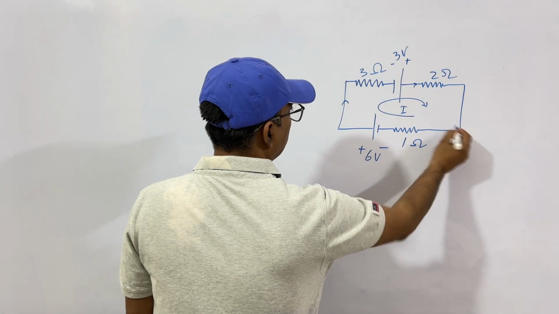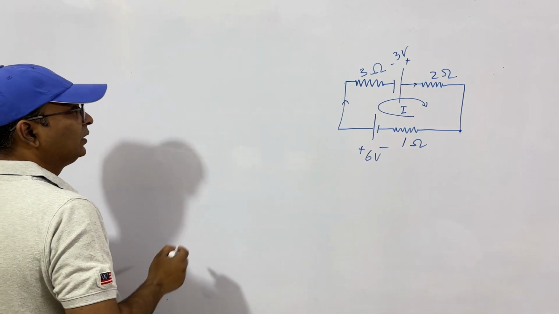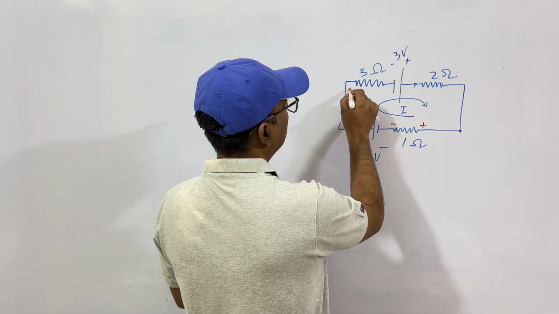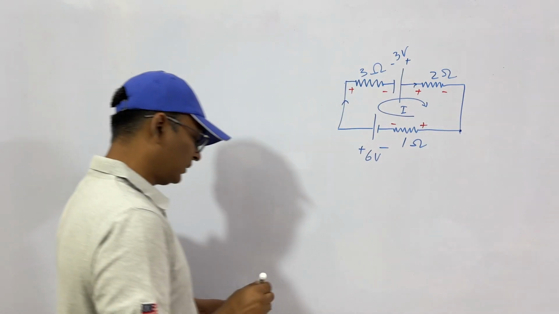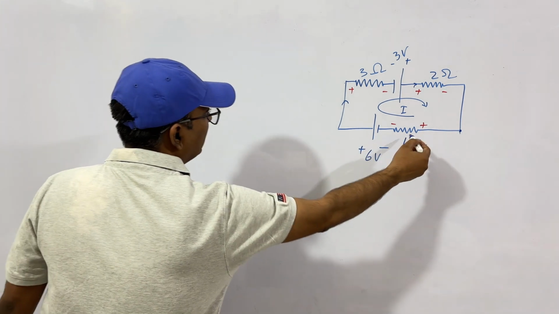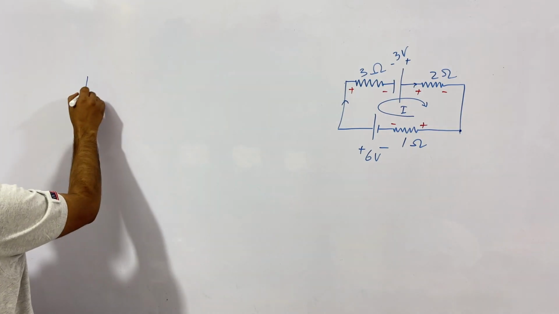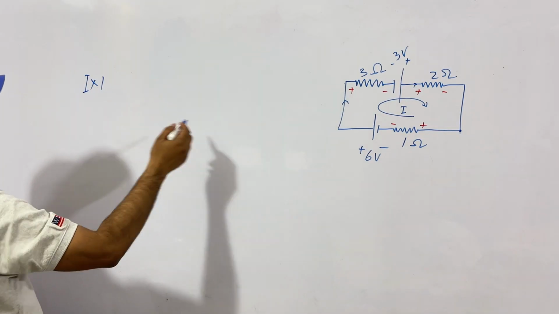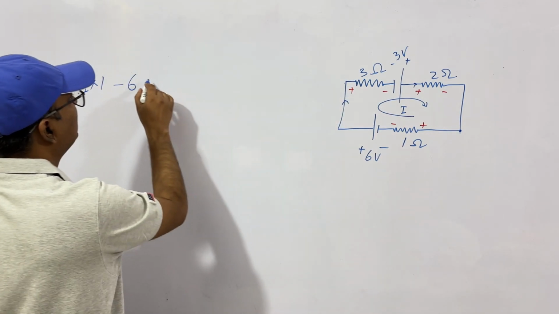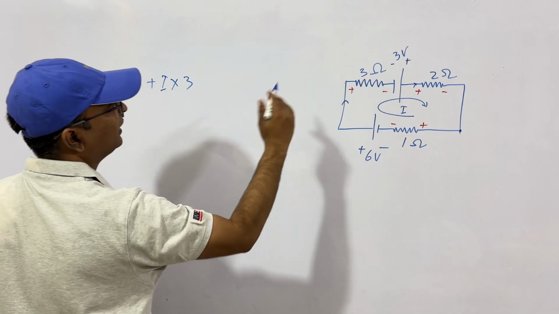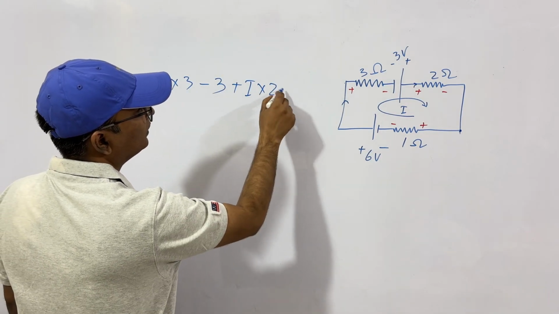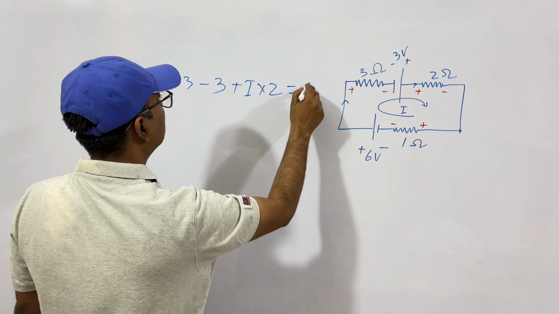Let's start from this in a closed loop. I told you Kirchhoff's voltage law. Because current is in this direction, the voltage will be plus minus, then plus minus, then plus minus across the resistors. So from here, I into R, that is I into 1. This is the voltage drop across this resistor. Then this is minus to plus, so minus 6 volts. From here, I into 3, then minus to plus, minus 3, then I into 2. We have reached this point, so this is a closed loop now, this is equal to 0.